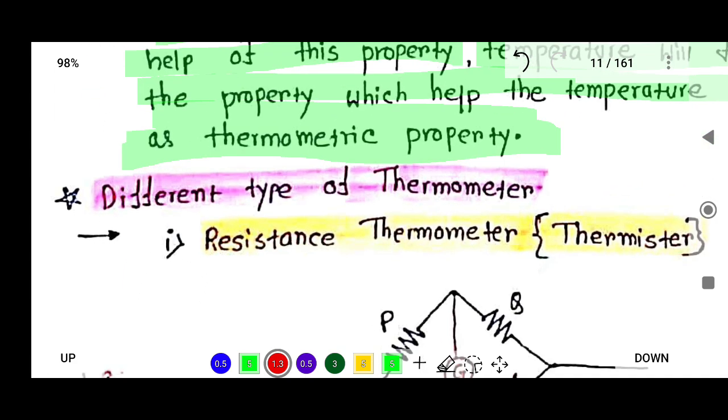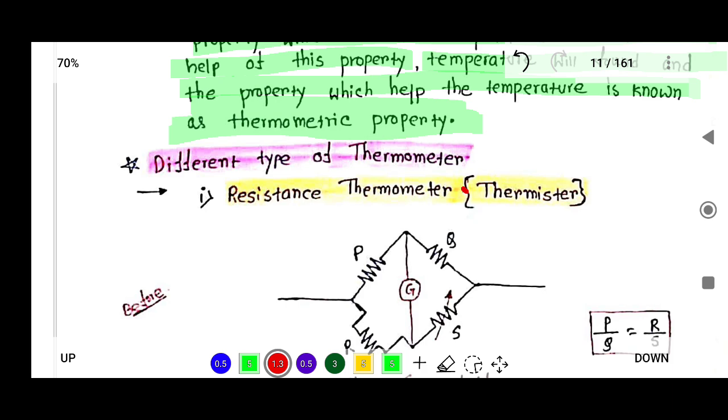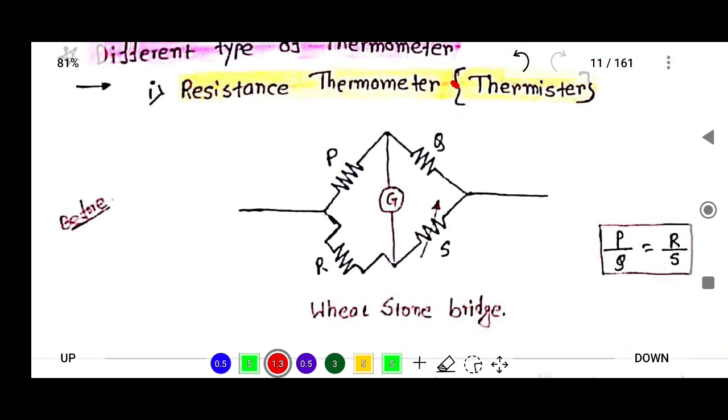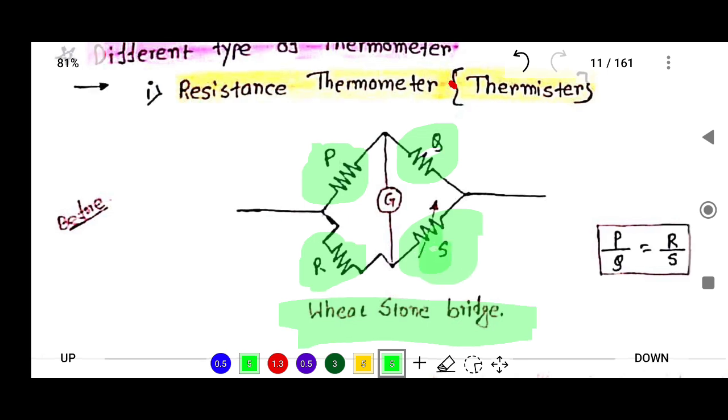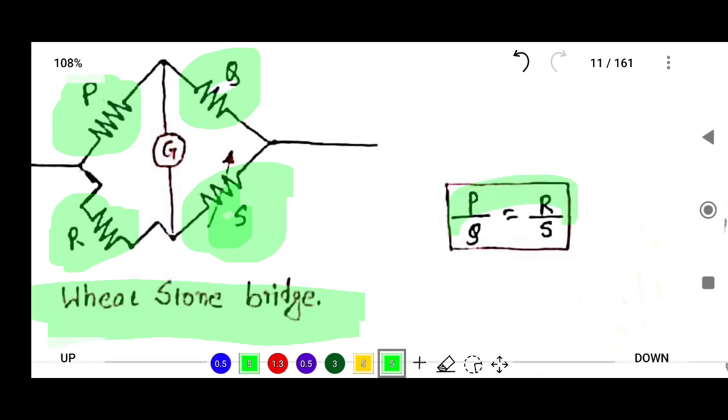Now there are different types of thermometers. In physics you read about the resistance thermometer, that is the Wheatstone bridge. In the Wheatstone bridge there is a P resistance, a Q resistance, an R resistance and an S resistance. This is a variable resistance S. Remember this formula: P by Q is equal to R by S.